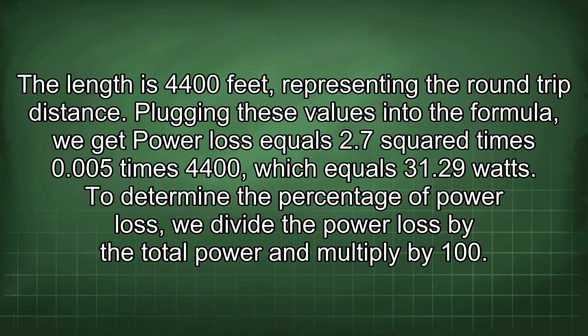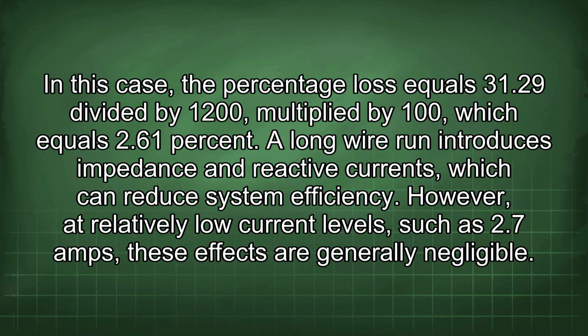Plugging these values into the formula, we get power loss equals 2.7 squared times 0.5 times 4,400, which equals 31.29 watts. To determine the percentage of power loss, we divide the power loss by the total power and multiply by 100. In this case, the percentage loss equals 31.29 divided by 1200 multiplied by 100, which equals 2.61%.